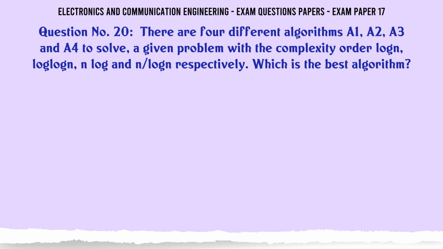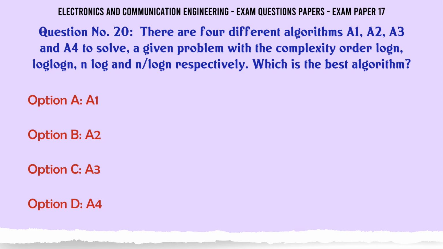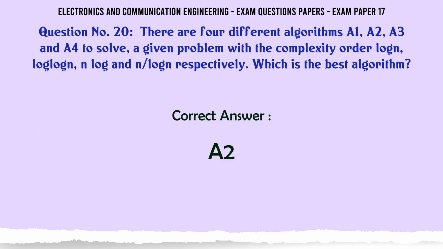There are 4 different algorithms: a1, a2, a3, and a4 to solve a given problem with the complexity order log n, log log n, n log n, and n log n respectively. Which is the best algorithm? A. a1, B. a2, C. a3, D. a4. The correct answer is a2.